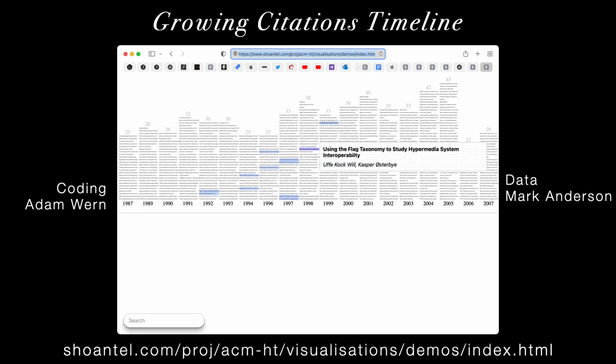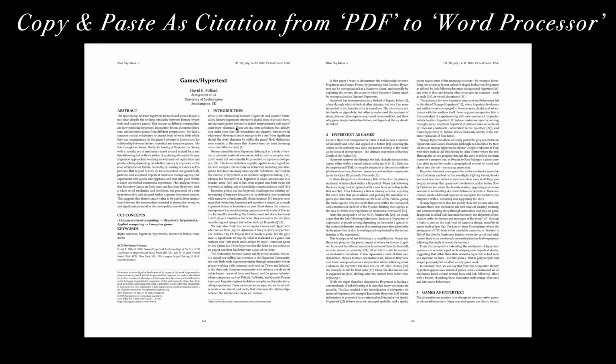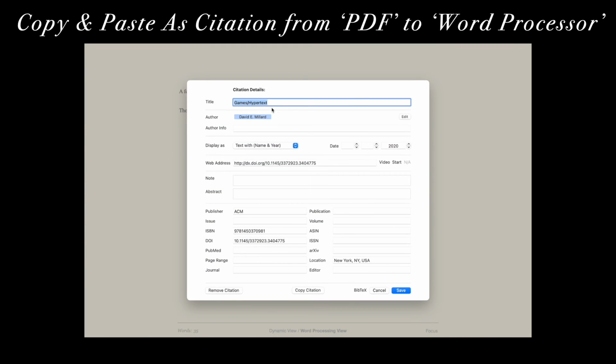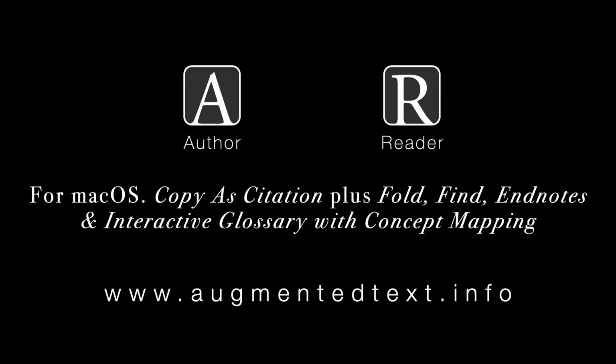Current implementations include a growing citations timeline by Adam and Mark. We can copy and paste as a citation from a PDF to a word processor as shown here, where what is pasted is a full citation. This is implemented in our author and reader software, which also has fold, find, endnotes, and interactive glossary with concept mapping. It's available from augmentedtext.info. They're both free, but author costs a little bit to enable export. If you get in touch with me, I'll be very happy to give you a free license, of course.